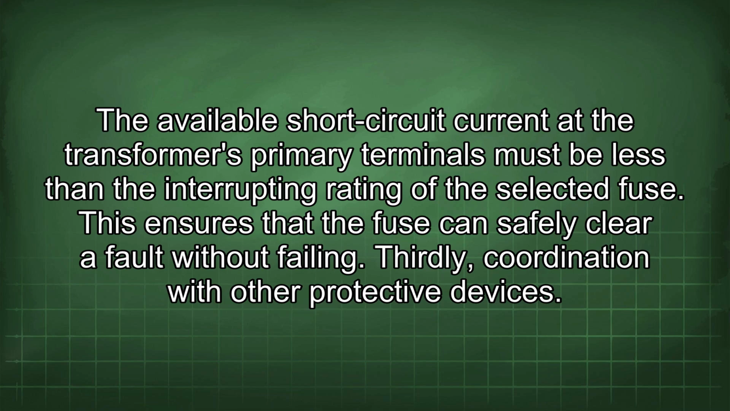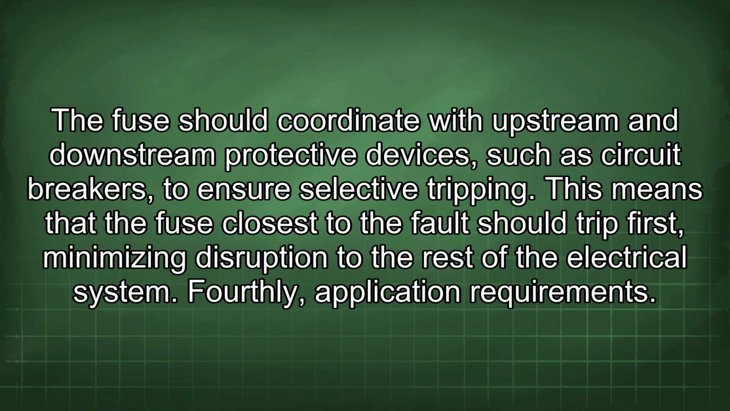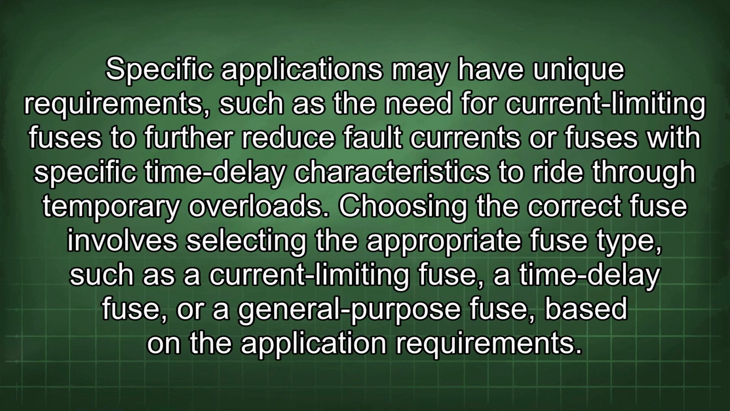Thirdly, coordination with other protective devices. The fuse should coordinate with upstream and downstream protective devices, such as circuit breakers, to ensure selective tripping. This means that the fuse closest to the fault should trip first, minimizing disruption to the rest of the electrical system. Fourthly, application requirements. Specific applications may have unique requirements, such as the need for current-limiting fuses to further reduce fault currents or fuses with specific time delay characteristics to ride through temporary overloads.